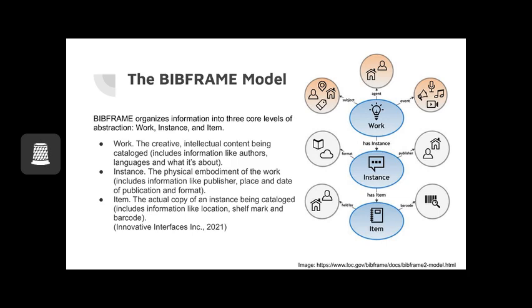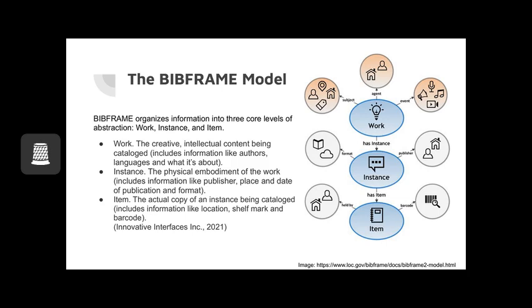BibFrame arranges cataloging information into three core levels of abstraction: work, instance, and item. Work, the creative intellectual content being cataloged, includes information like author and what it's about. Instance, the physical embodiment of the work, includes information like the publisher and format. Item, the actual copy of an instance being cataloged, includes information like location, call number, and barcode.